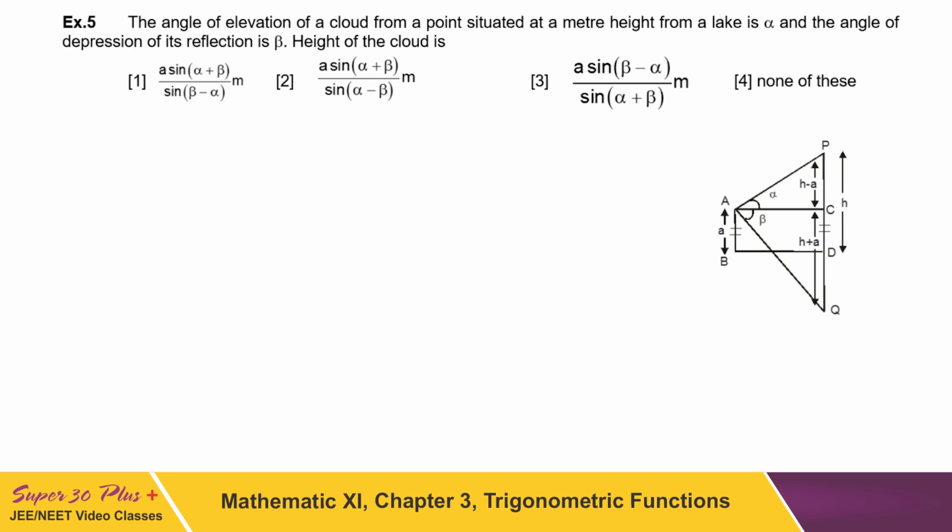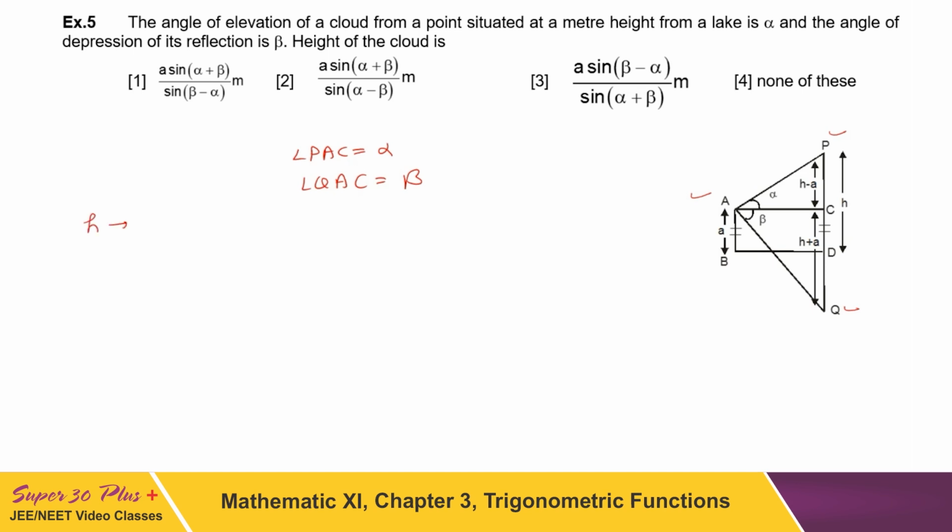Let BT be the horizontal position of the lake and A be the given point at height a above it. This is the point A. If the positions of the cloud and its reflection be P and Q respectively, then from the diagram you can say that angle PAC is equal to alpha and angle QAC is equal to beta. Let h be the height of the cloud.